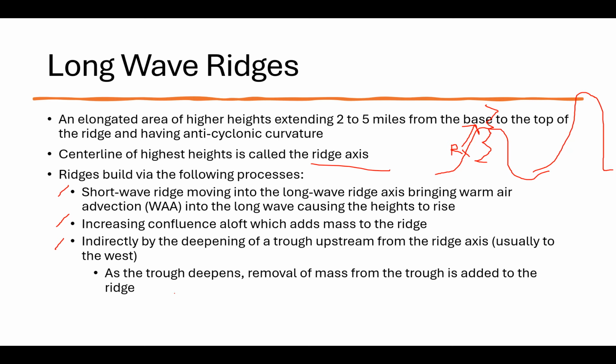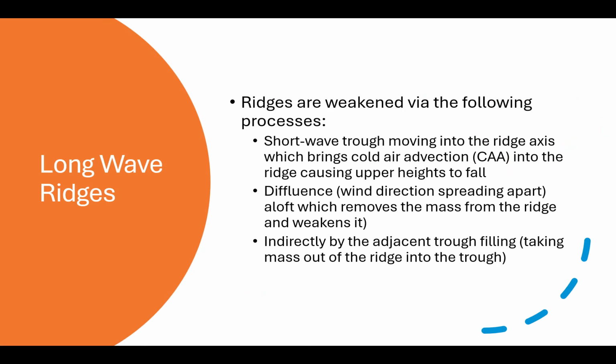And then indirectly by the deepening of the trough upstream to the west. So let's say initially your pattern looks like this. This is your trough and this is your ridge. And then let's say it goes to this. Let's say that trough to the west really deepens like this. This ridge is going to also build downstream like that. So hopefully that makes sense.